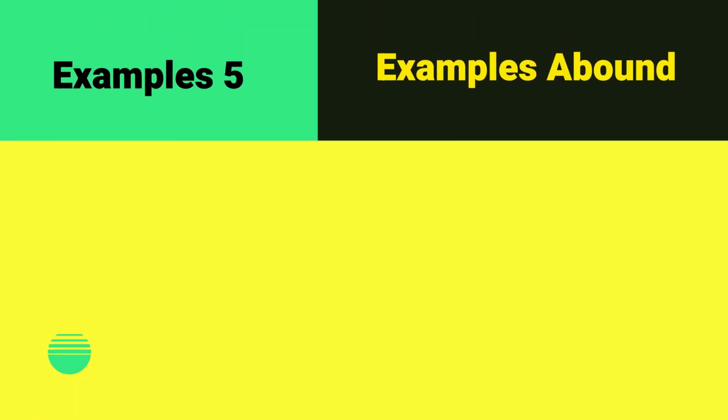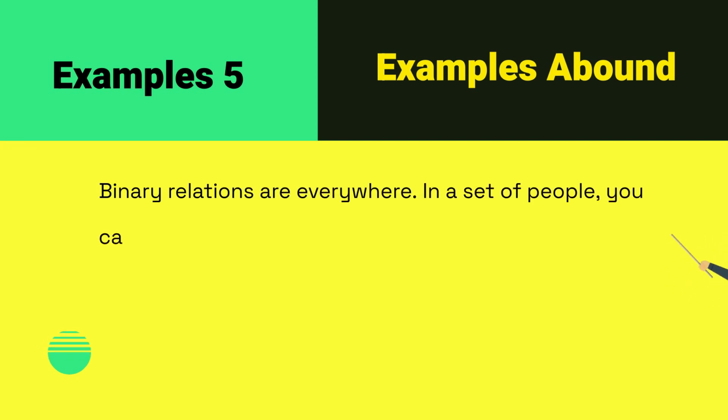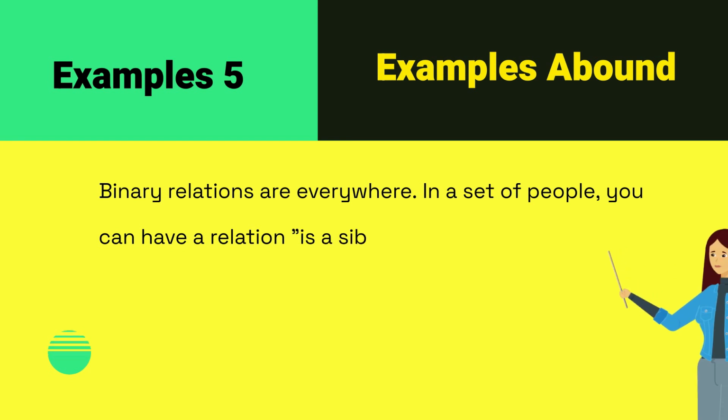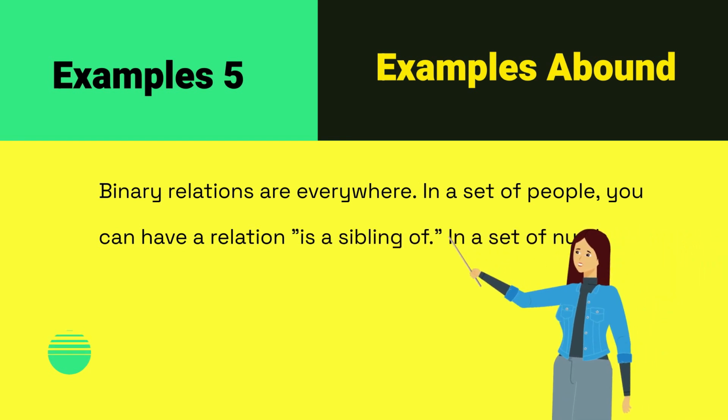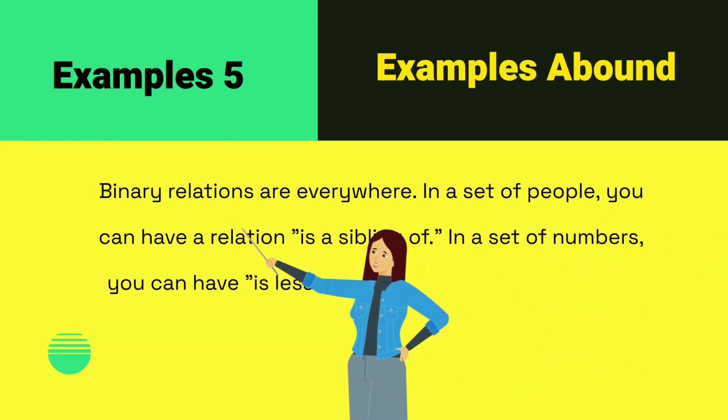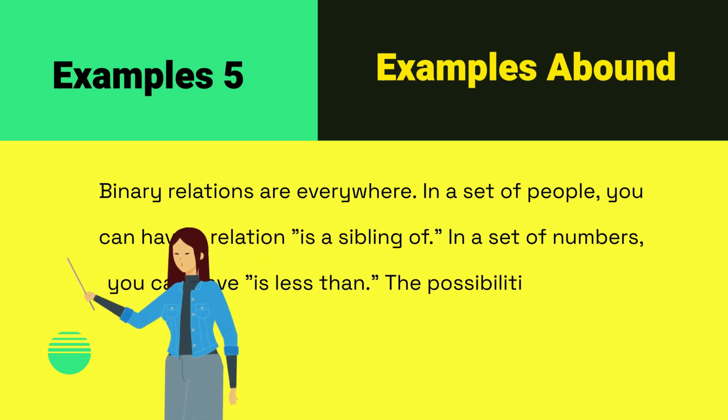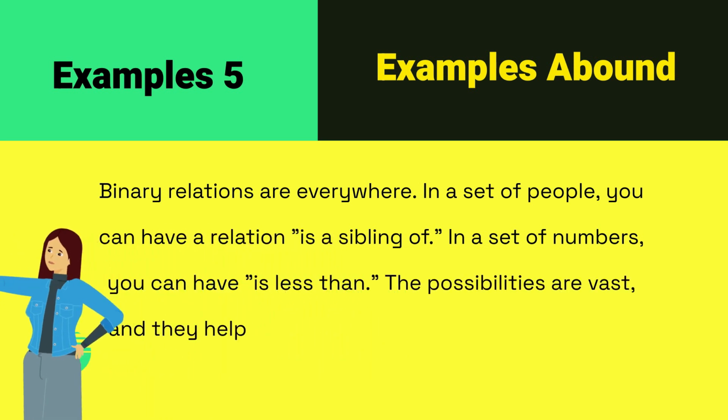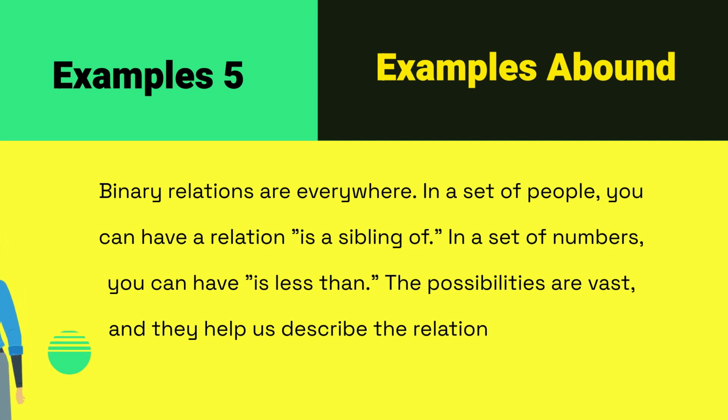Number 5. Examples abound. Binary relations are everywhere. In a set of people, you can have the relation is a sibling of. In a set of numbers, you can have is less than. The possibilities are vast and they help us describe the relationship between different elements.